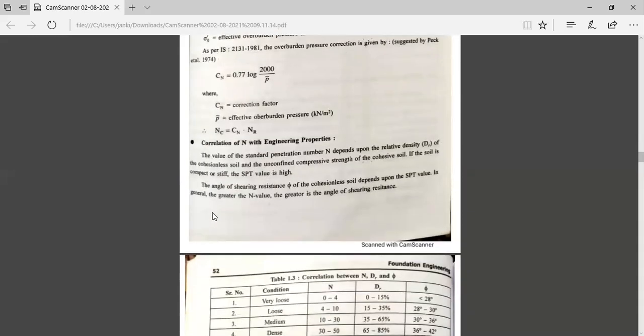So there are correlations of N with the different engineering properties. The value of the SPT mainly depends on the relative density of the cohesionless soil and the unconfined compressive strength of the cohesive soil. So if the soil is compact or stiff, the SPT value is high. The angle of shearing resistance, phi, of the cohesionless soil mainly depends on this SPT value, right? So the greater the N value, the greater the angle of shearing resistance.